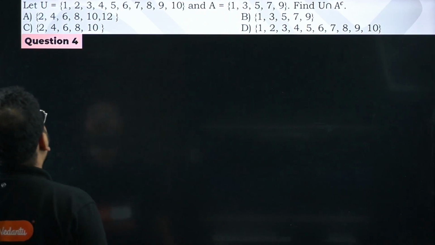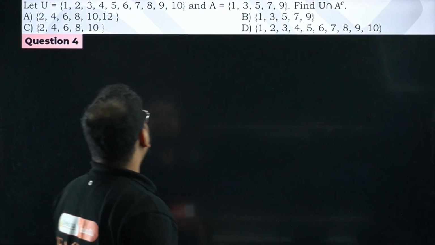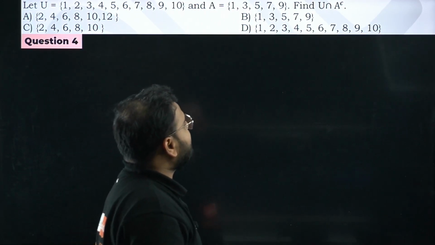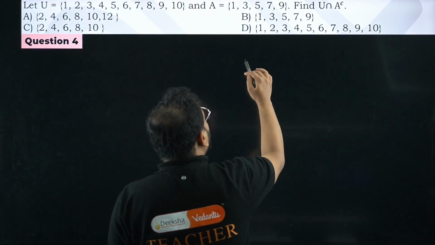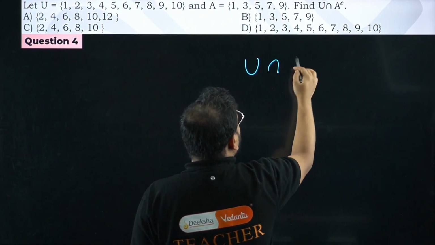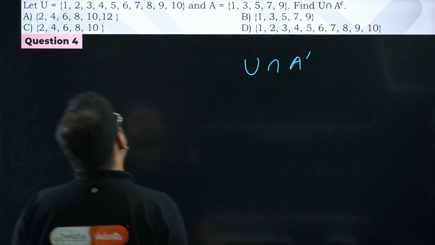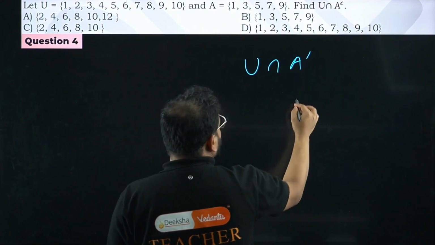Question number 4, we have U is 1, 2, 3, 4, 5, 6, 7, 8, 9, 10. A is 1, 3, 5, 7, 9. They're asking you the union or intersection of U with A dash, or A transpose, A complement. So what is A complement, bacha?